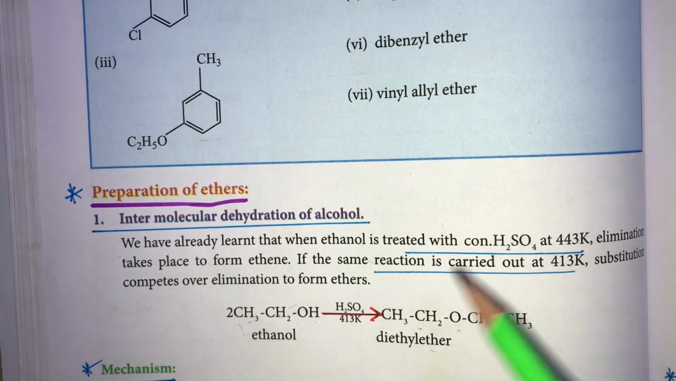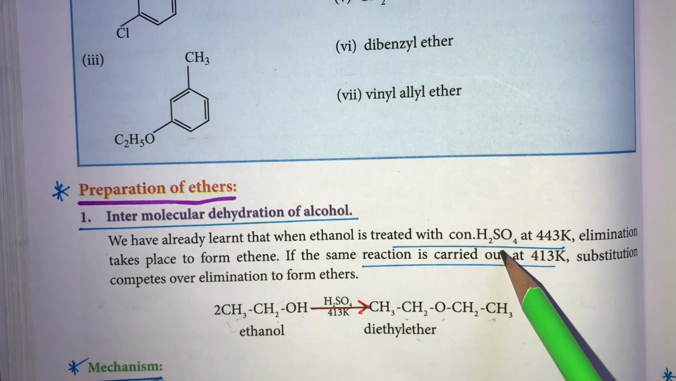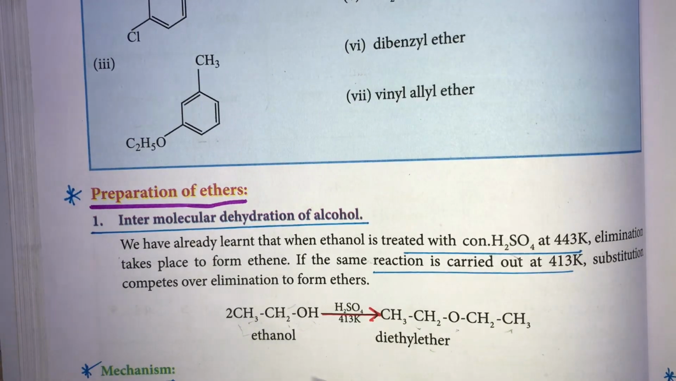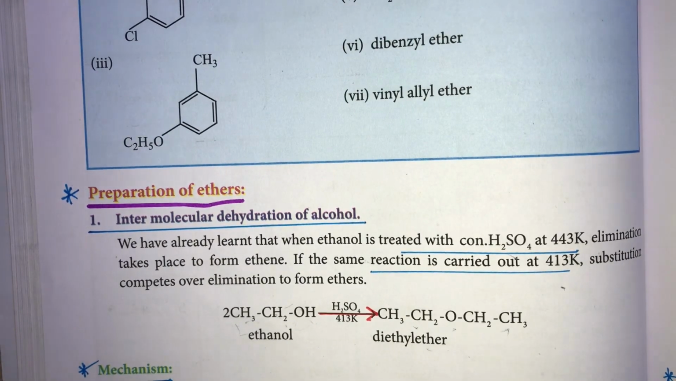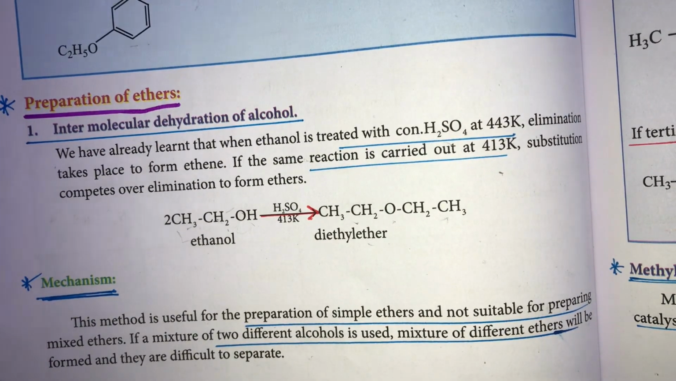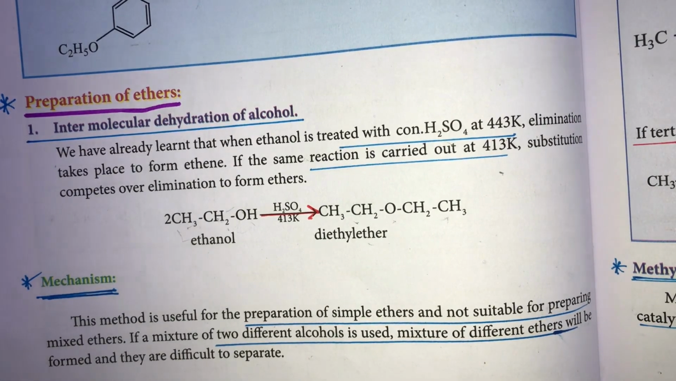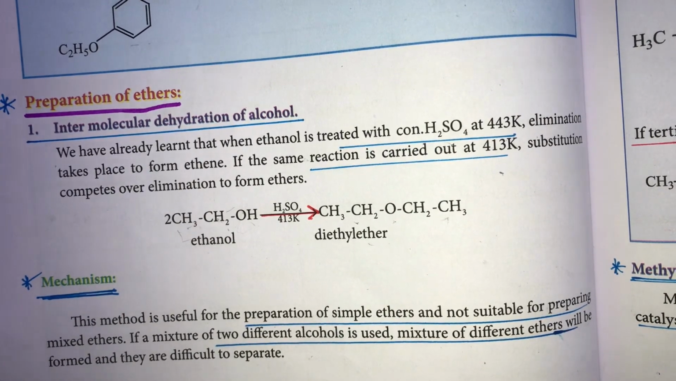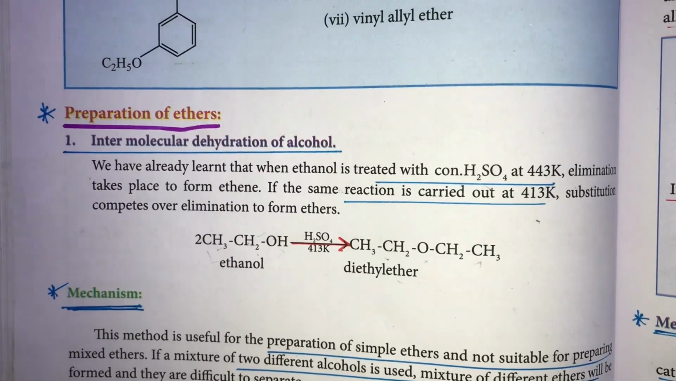Here two molecules of ethanol, at a temperature of 443 Kelvin in the presence of concentrated sulfuric acid, form ethene. But when the temperature is carried out at 413 Kelvin, it forms ether. So the method is useful for the preparation of simple ethers, not suitable for preparing mixed ethers. If two different alcohols are used, a mixture of different ethers will be formed, which is difficult to separate. So simple ethers can be prepared using a simple alcohol. If different alcohols are used, the products will be different and difficult to separate.